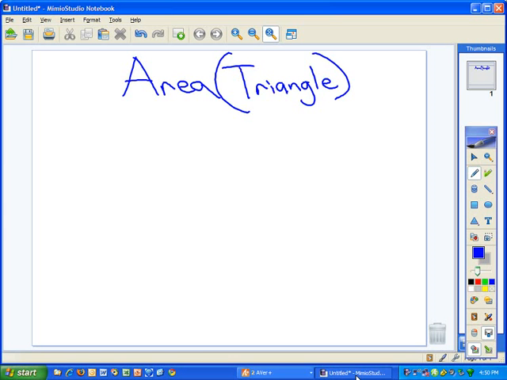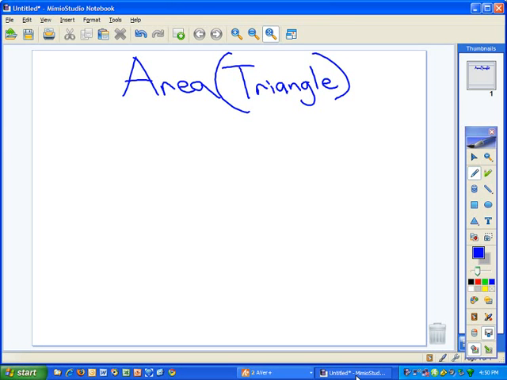Alright, this last video on area is how to find the area of a triangle. When you're working with triangles, it's very similar to parallelograms, except I want you to think that a triangle is smaller than a parallelogram, no matter what the case is. And when we cut it in half, we have to divide by 2.